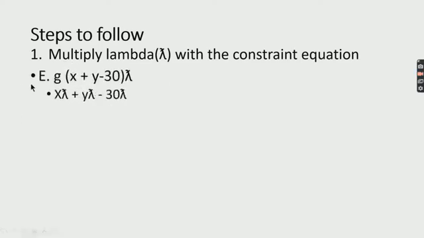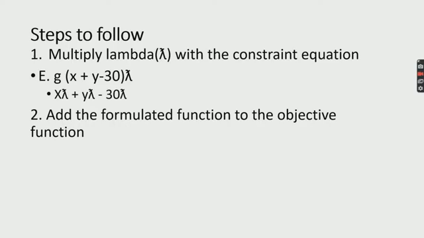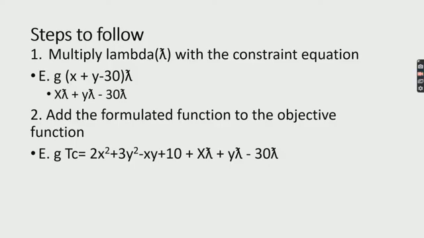For example, let's say our constraint equation is x plus y minus 30. So we are going to multiply it by lambda. If we multiply this lambda by all the elements in this set, we are going to get x lambda plus y lambda minus z lambda. Okay, let's continue. Second, add the formulated function to the objective function. Now we have formulated x lambda plus y lambda minus z lambda, so we are going to add this to the objective function. In this case, it is our total cost equation. So we are going to add 2x squared plus 3y squared minus xy plus 10, then add this lambda function, so it will be plus x lambda plus y lambda minus z lambda.